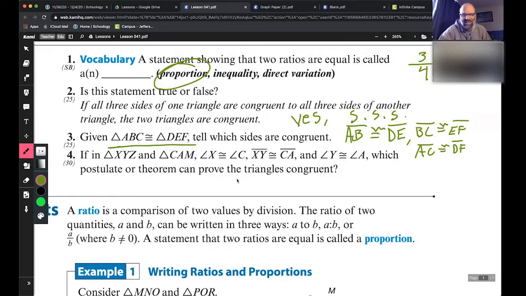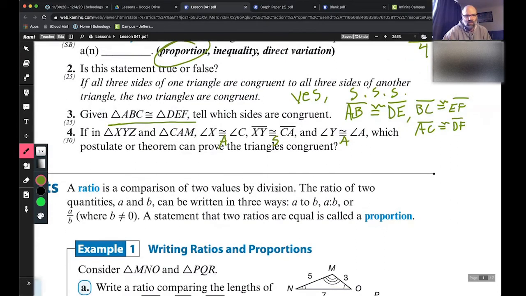Okay, so an angle is congruent, and then a side is congruent, and then another angle. Which postulate or theorem can prove that these triangles are congruent? ASA. That's right. That side XY is in between X and Y, so it's included. So ASA. All right, good job.